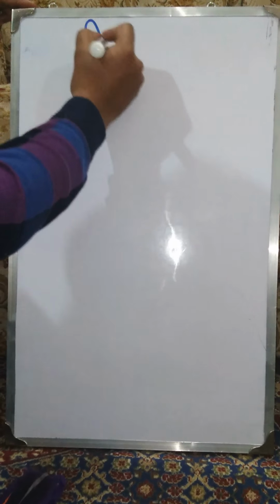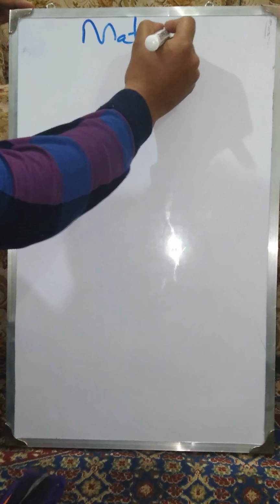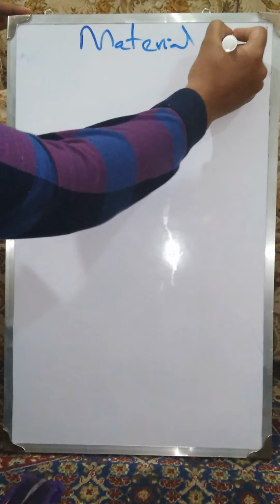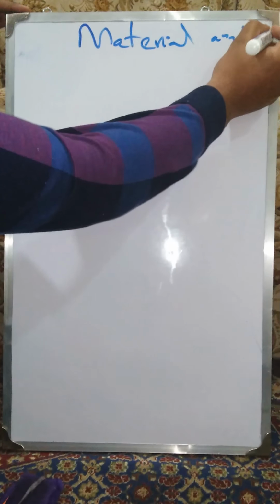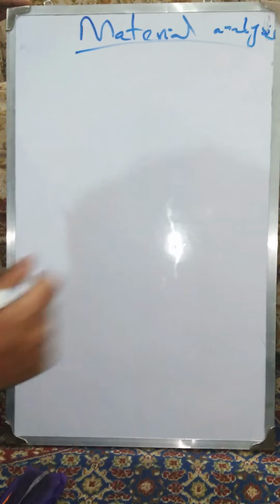Bismillahirrahmanirrahim. Now we are going to study the material analysis of a brickwork for a one-story building. So let's start our topic. Generally, the materials we use for the building are bricks and mortar, which consists of cement and sand.